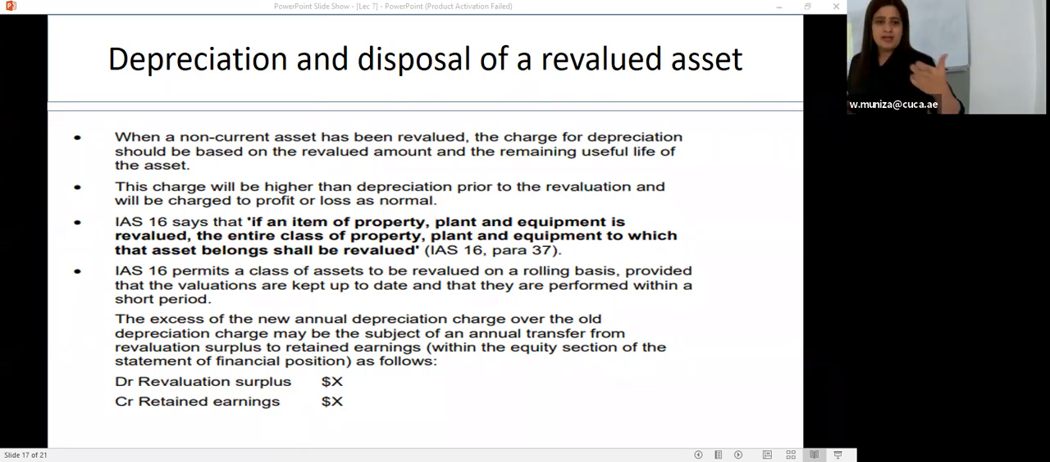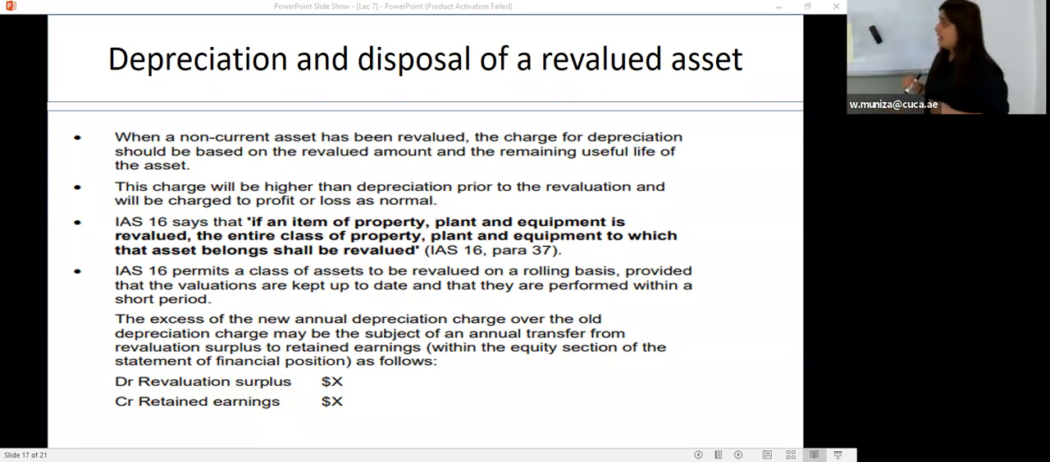जैसे हम लोग लैंड 1 को रिवैल्यू कर रहे हैं तो लैंड 2, लैंड 3 तमाम के तमाम लैंड्स को हमें रिवैल्यू करना पड़ेगा. This is the policy of IAS 16. Sometimes on a rolling basis as well. कि पहले हम लोगों ने लैंड 1 को कर लिया, अगले साल लैंड 2 को कर लिया, फिर लैंड 3 को कर लिया, फिर लैंड 1 की जगह आ गई.